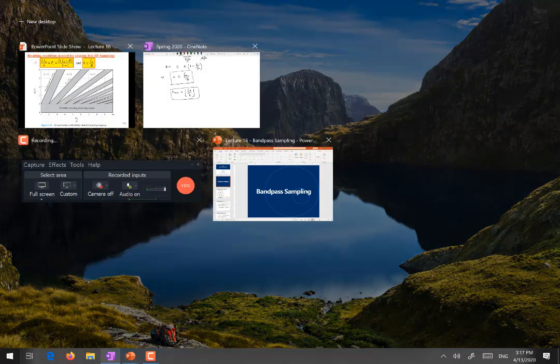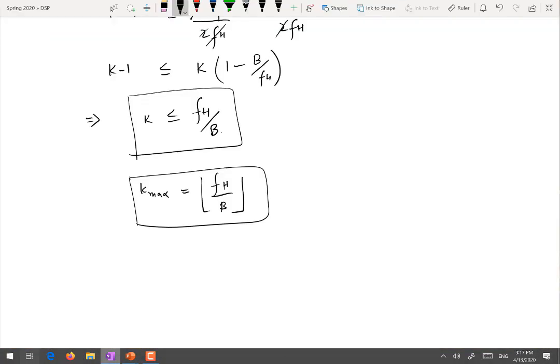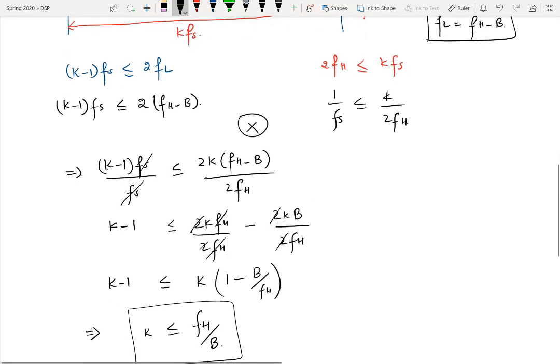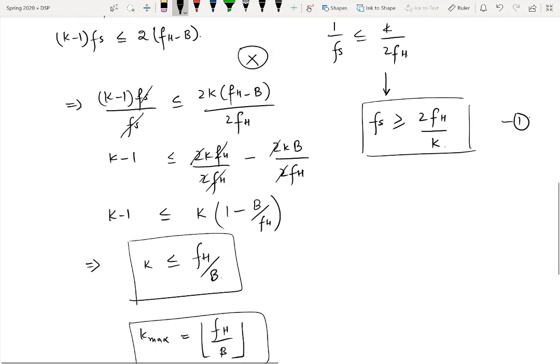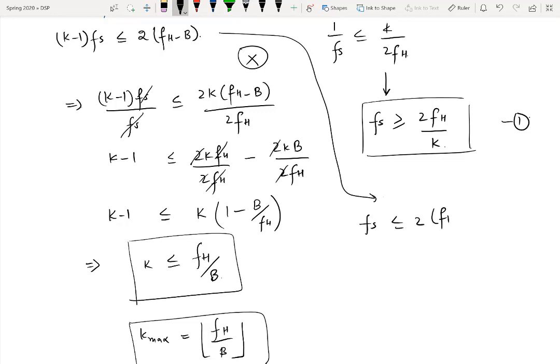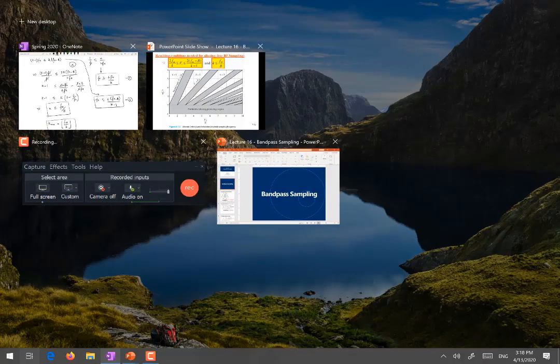This condition can also be found by using these two inequalities. From this inequality, you can say that fs must be greater than or equal to 2fh over k. So this is the first one. And from this inequality, if I take it over here, you can find fs less than or equal to 2 times fh minus b divided by k minus 1. So by joining these two inequalities, you end up with the same inequality that we have shown in the slide.